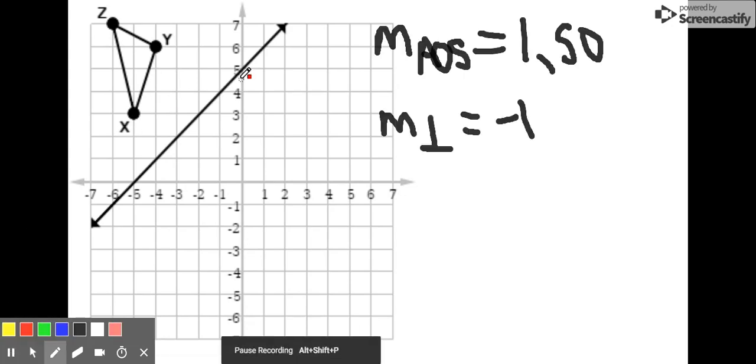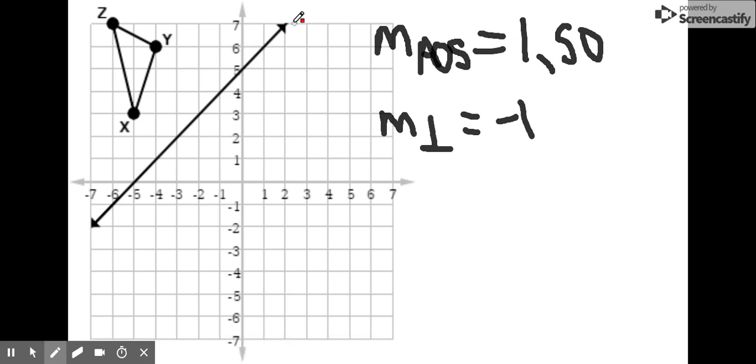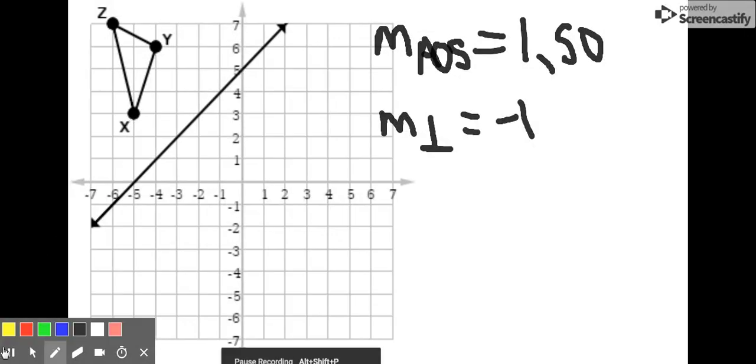So the axis of symmetry has a slope of 1/1, so the slope of the line perpendicular to that has to be -1. And so what we're going to do is pick a point to start with and draw a line through it that has a slope of -1. Let's start with just x.